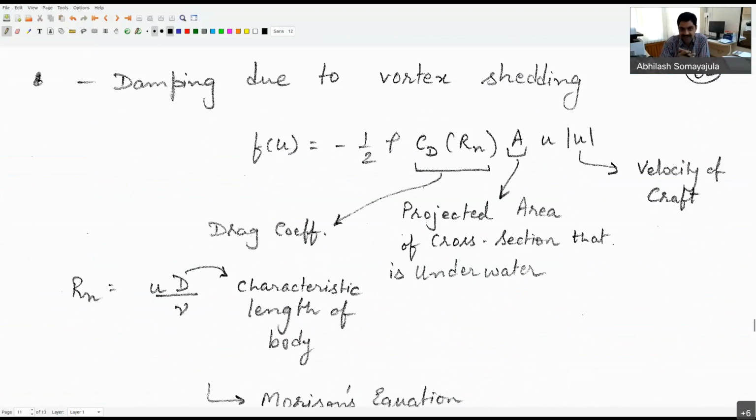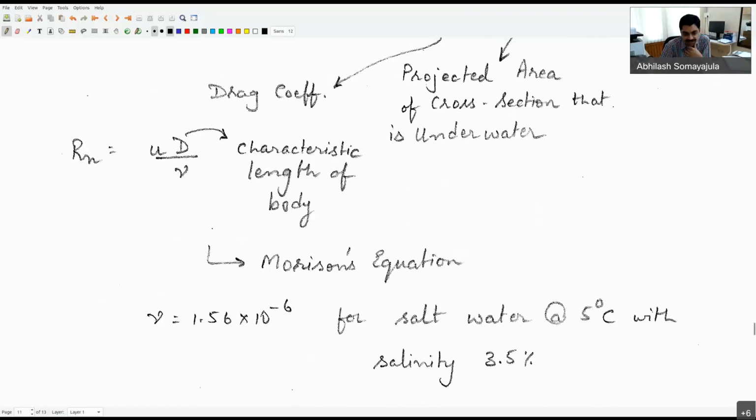So now that I talked about vortex shedding, it makes sense to discuss the next dissipation phenomenon, which is coming due to vortex shedding, right? A typical vortex shedding drag you can express as half times rho times a drag coefficient times the projected area of the cross section times the velocity of the craft, right? This is a typical formula for the drag of a vessel, where the drag coefficient is dependent on the so-called Reynolds number, given by U times some characteristic length of the body divided by the kinematic viscosity. You can identify that this is what you have seen in the second term of the Morison's equation. Yes, you've seen this before somewhere. So it is similar to what you see in the Morison's equation.